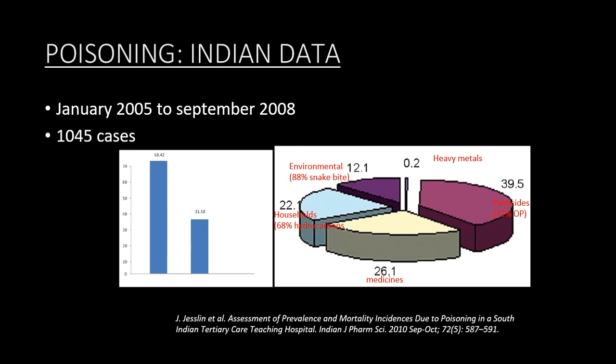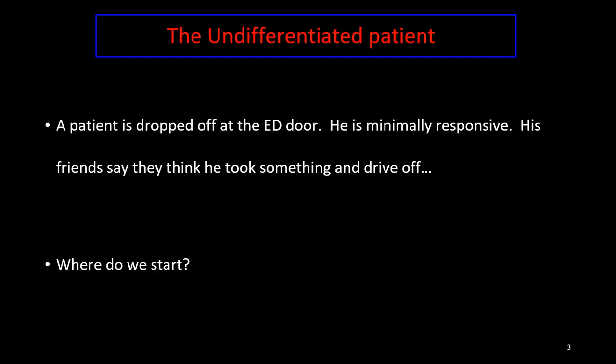So this is the data of commonly encountered poisons, and you can see snake bite, pesticides, medicine overdose. These are the common poisons that we encounter in our routine setup. So now let's come to the case which we encounter very commonly. The patient is dropped off at the ED door. He is minimally responsive. His friends say they think he took something and drive off.